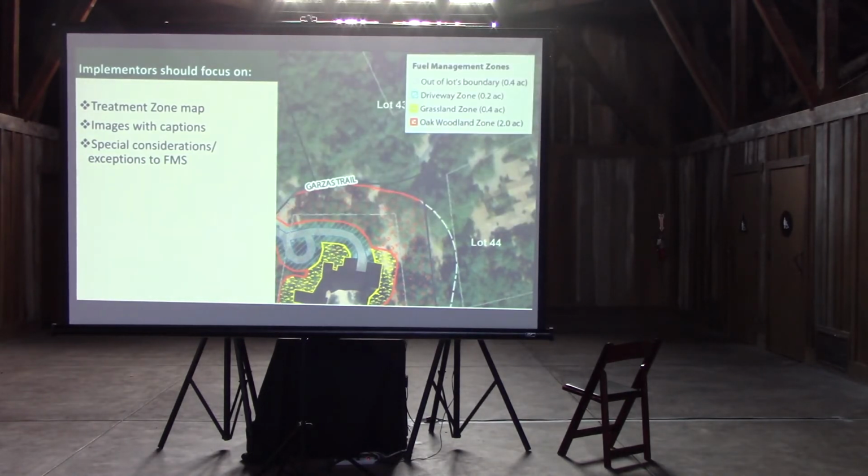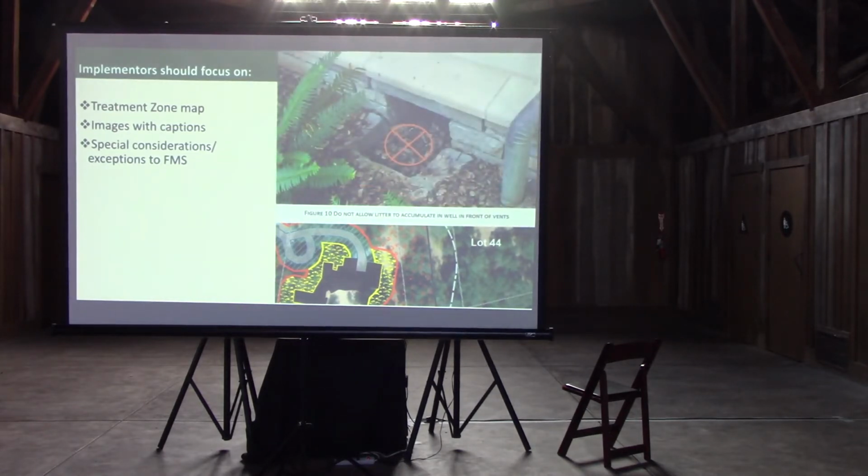the fuel management zone map, because that'll just give you a quick snapshot of what you need to do and what treatment zones you're going to have. Also in this particular one, some of it is outside of it. These two lots right next to each other, you want to make sure that, well, that's going to be an issue. You're going to have to deal with that somehow. And you want to concentrate also on the images and captions, because we're going to, don't do that. Don't let that accumulate there.